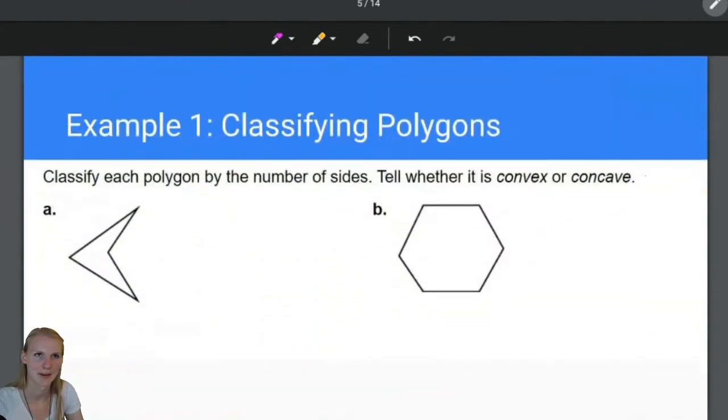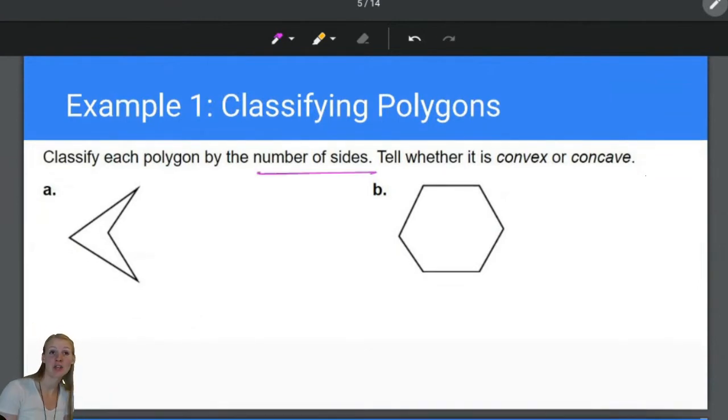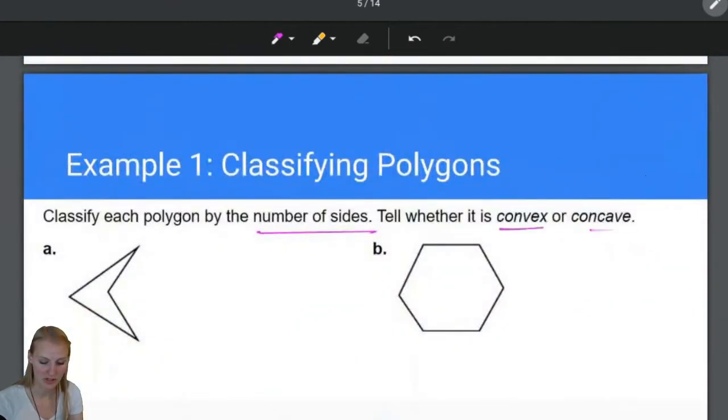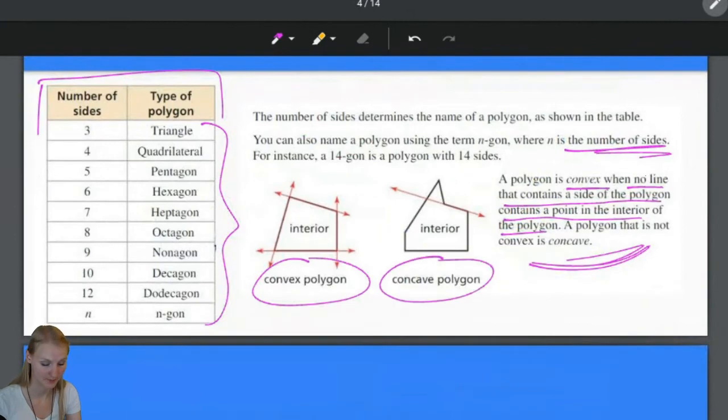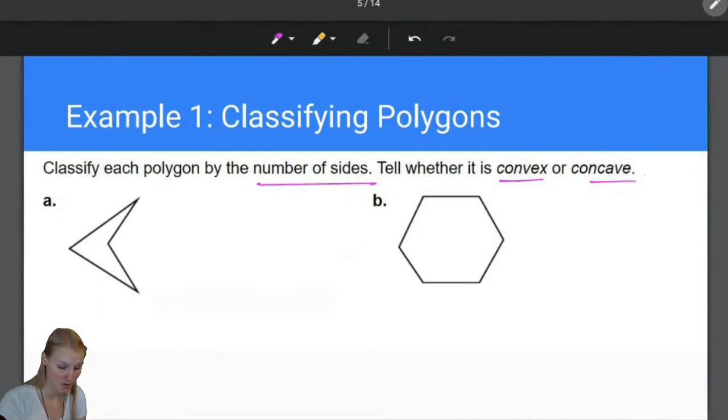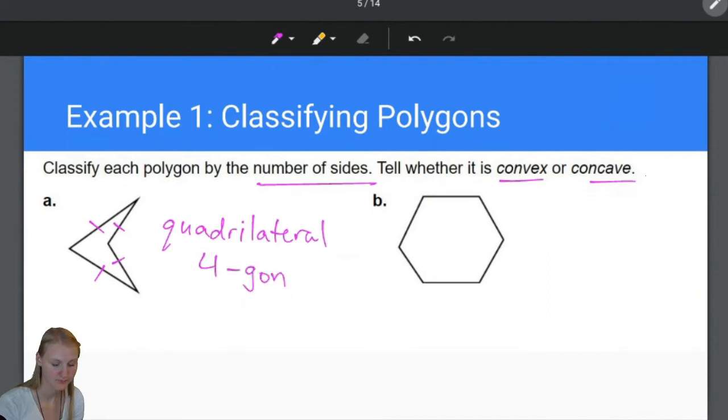Let's classify them. So, we need to classify it by the number of sides. Based on the number of sides, what type of polygon is it? And we need to tell whether it's convex or concave. So that's where these come into play. Okay, so first, the number of sides. We know how to count. 1, 2, 3, 4 sides. So this is a quadrilateral. If you call it a fourgon, that is also an accurate statement. I would give you credit on a test for calling it that, but you also want to know the word quadrilateral. We're going to talk about quadrilaterals so much in Chapter 7.